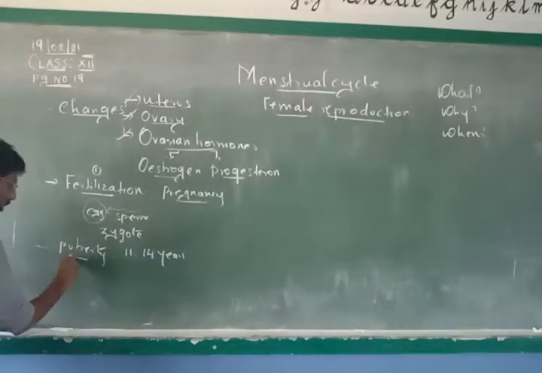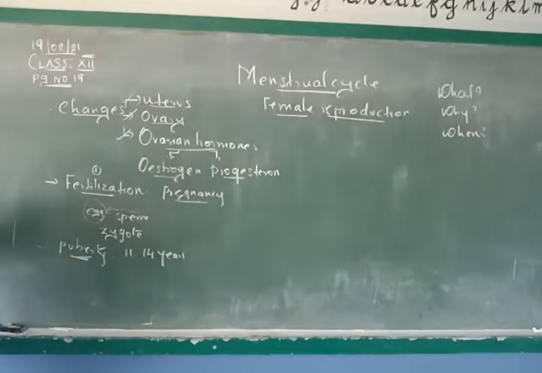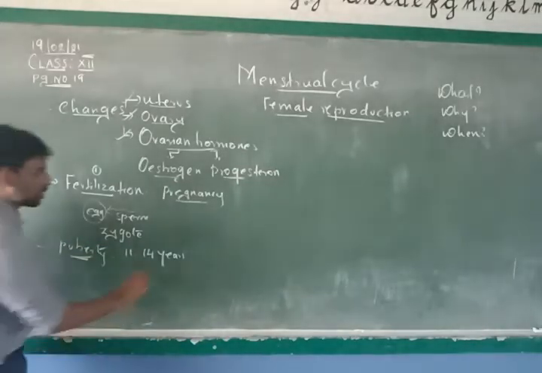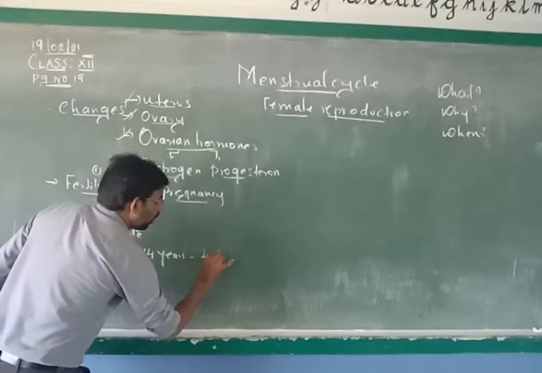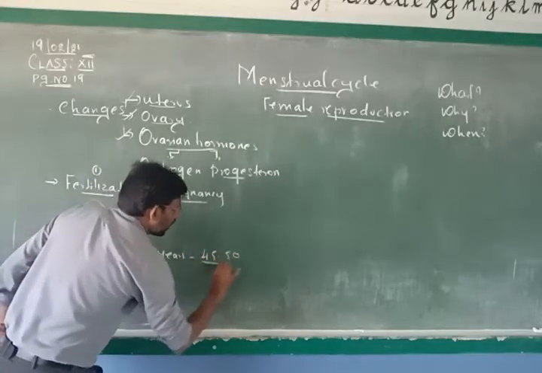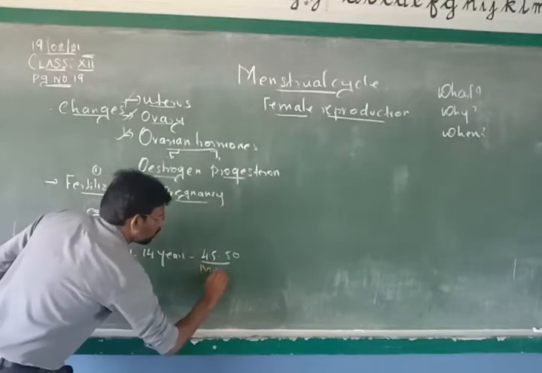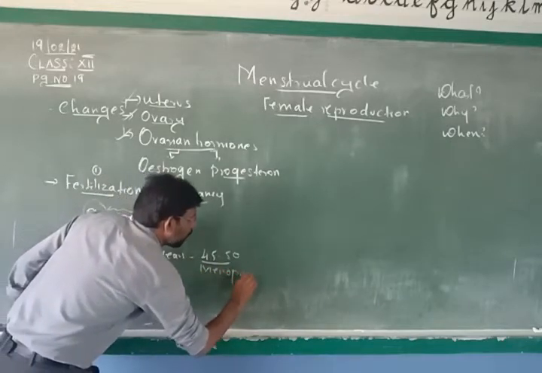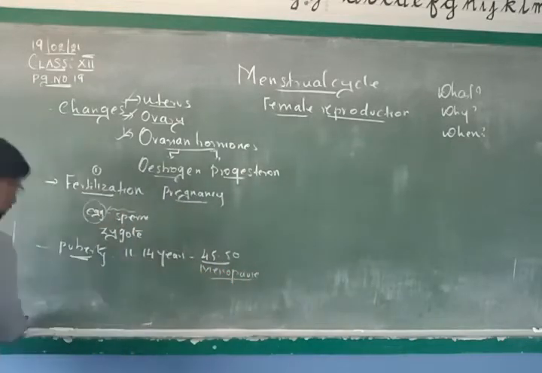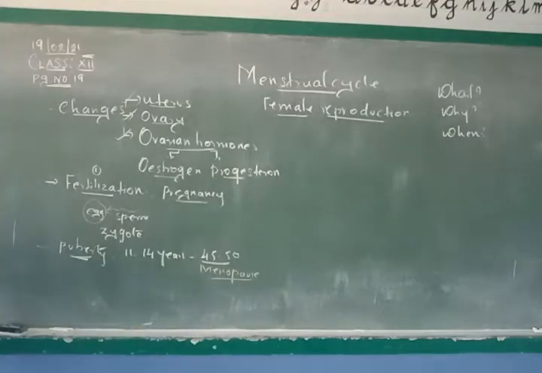So this menstrual cycle begins at the time of puberty and it stops at the age of 45 to 50, and this stage is called menopause. So the stopping of menstrual cycle is called menopause. That means the first menstrual cycle begins at the time of puberty. The first menstrual cycle is called menarche.